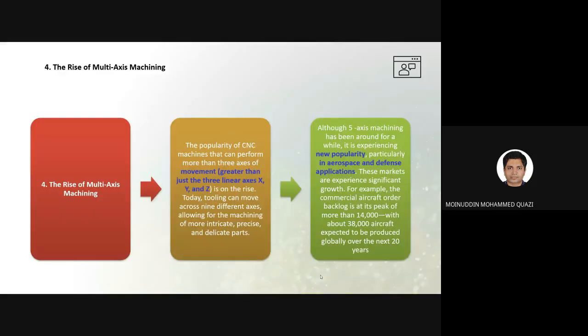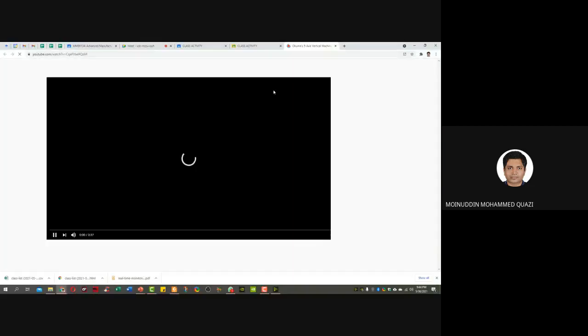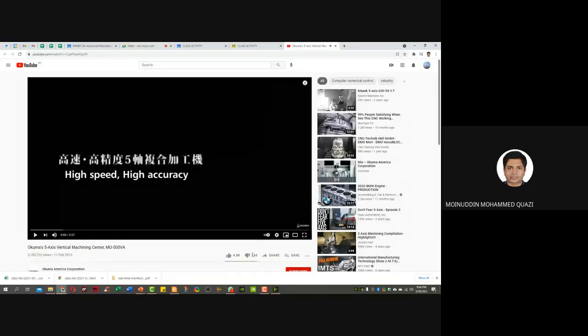Next, the rise of multi-axis machining systems. We are moving from machining systems with 1 axis, 2 axis, 3 axis, towards the 5-axis machining center. What does this 5 axis mean? Let's see. I want to show you a video on a 5-axis machining system.